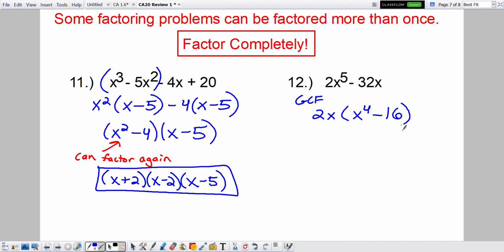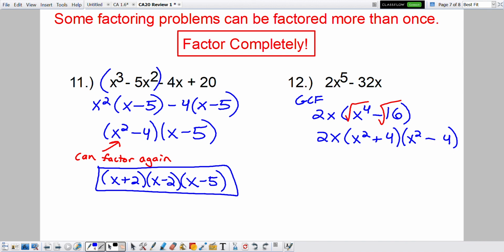It's a difference of two perfect squares. So the answer is yes. You can take the square root of x to the fourth power and the square root of 16. The number 16, not the 16th power. It's been a long day. So it's 2x, and then the square root of x to the fourth power is x squared. The square root of 16 is 4. Remember, we write this twice. Remember, one of these is plus, one of these is minus.